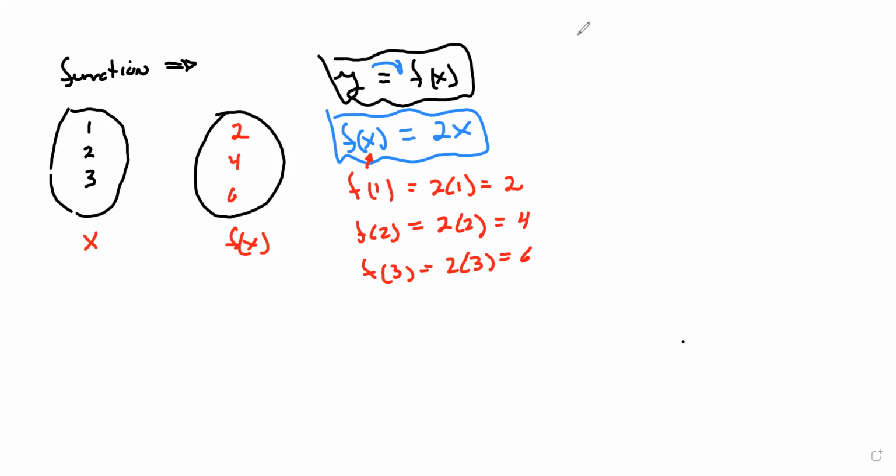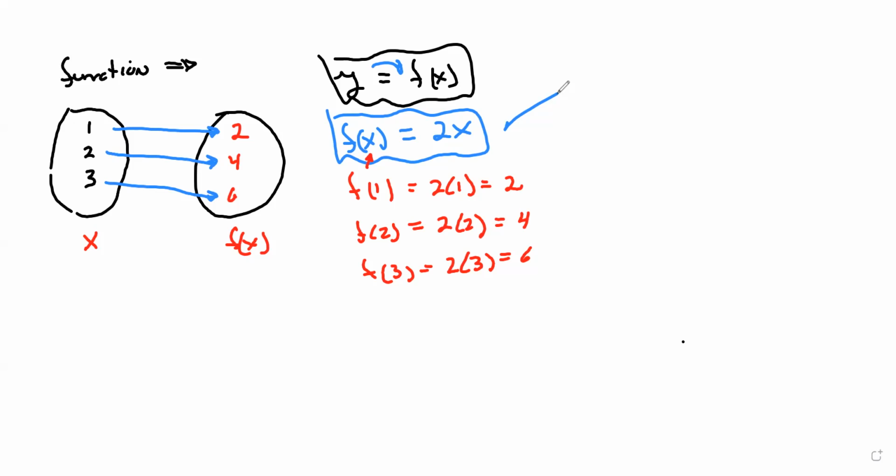And as you can see, 1 is related with 2, 2 is related with 4, and 3 is related with 6. And the way they are related is with this function right here. This is the function that relates these two sets of numbers.